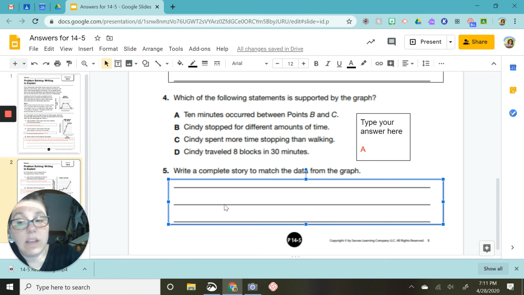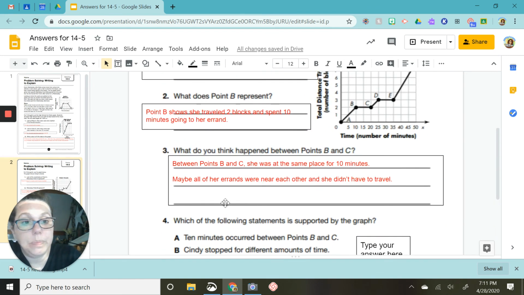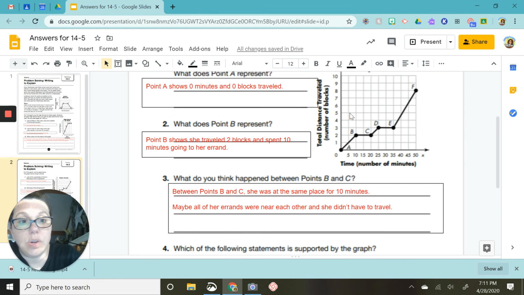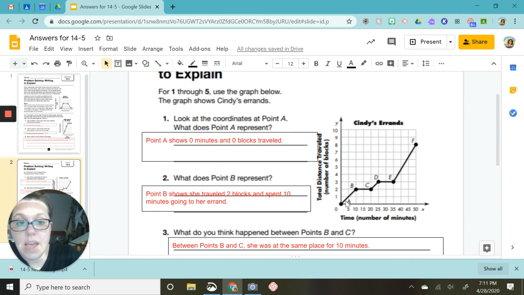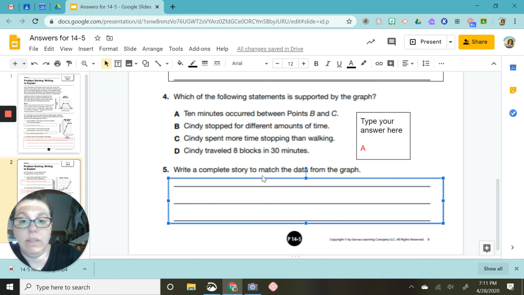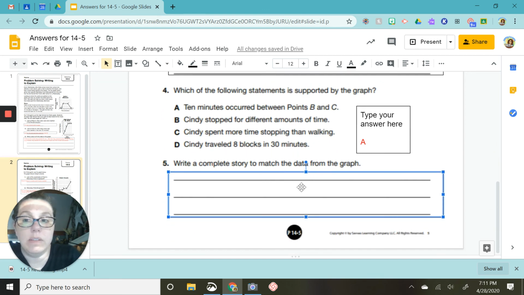And this time, the story's up to you. Make something up. What's she doing in this story, in this graph? Start at point A and just explain what she's doing along the way using the numbers in the blocks traveled and the time. I know you can do it, and I don't want you just to copy my answer. So message me if you need more help than that.